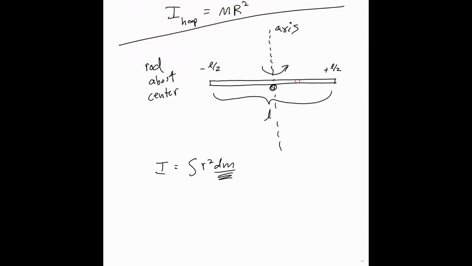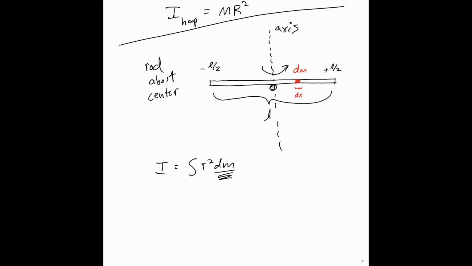dm is just a tiny little bit. Maybe we cut a meter stick up into a bunch of 1 millimeter slices. All right, we'd have a whole lot of them in a meter stick then, right? So dm is a very small fraction of the overall mass, and in fact it's so small that it takes up a width of dx.